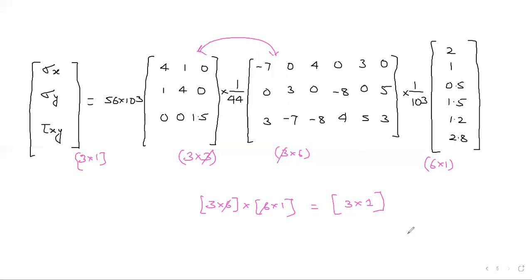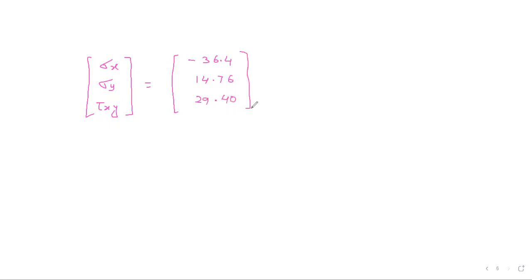So after multiplication, you will get the result something like this. After multiplying everything, what are we going to get? See, we will get sigma x, sigma y, tau xy equal to, after multiplying we will get the values, let me write the values directly after multiplication: minus 36.4, then we will have 14.76 and 29.40. So directly you will get this matrix after multiplication.